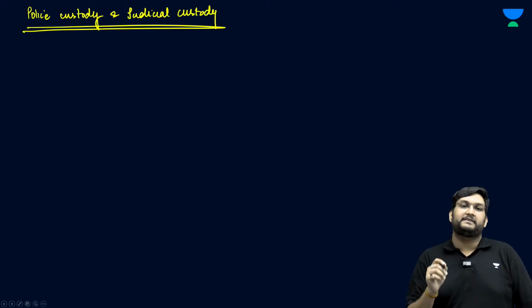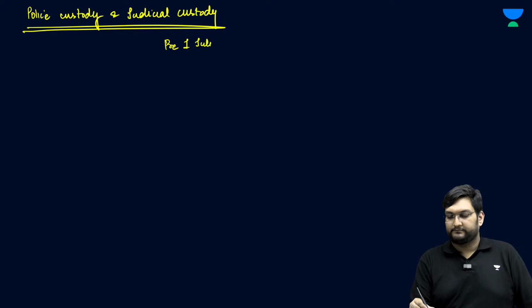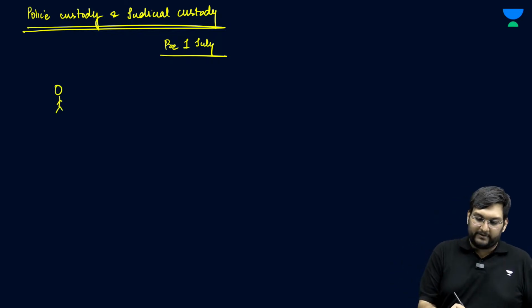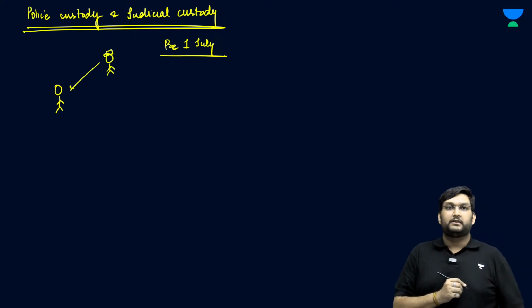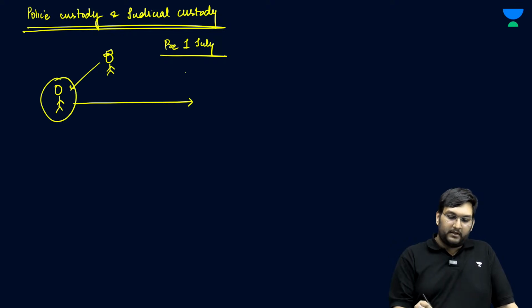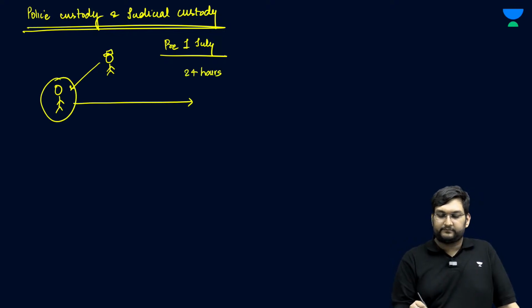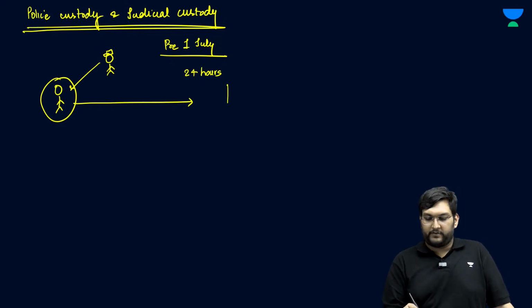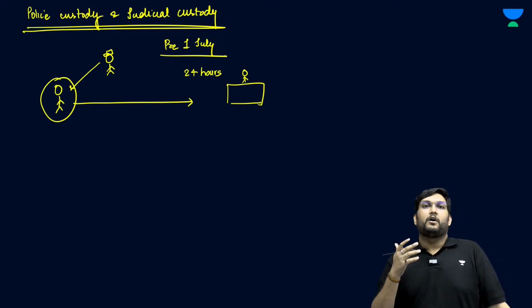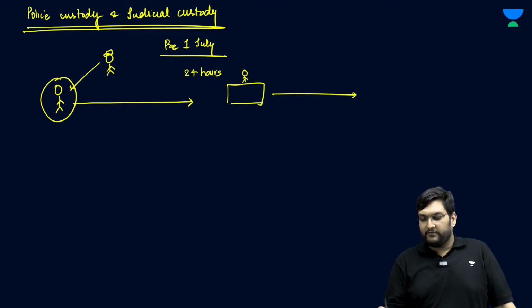Now first, let's see what would have happened pre-1st July. Meaning, till yesterday the process was, for example, I committed a crime. The police came and caught me, and thereafter they were able to ascertain that the crime cannot be investigated within 24 hours. So they would have to produce me in front of a magistrate. A magistrate, a judicial magistrate or the district magistrate, would then send me to 15 days custody.